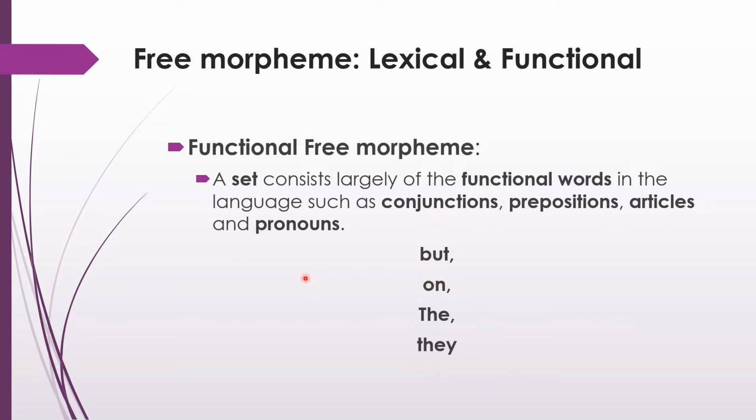They are functional free morphemes because rather than meaning, they have functions. Though we know the meaning, you cannot represent it in a real life situation. You cannot show me what is but, what is on, what is the. Rather, you need these words in a sentence to define the meaning of the other words, and they have application in a sentence. So that's why we refer to these as functional free morphemes.